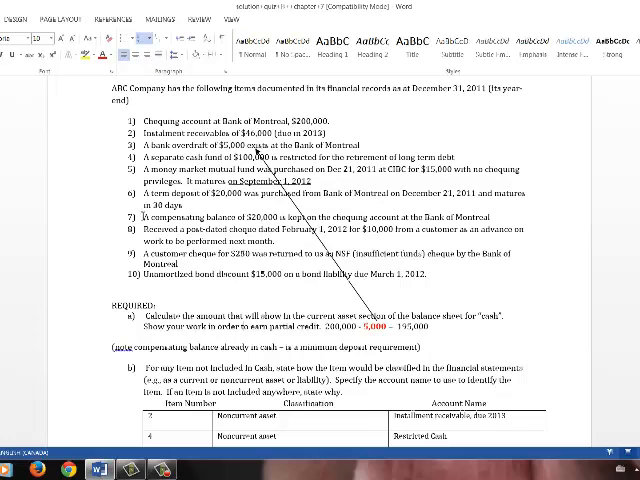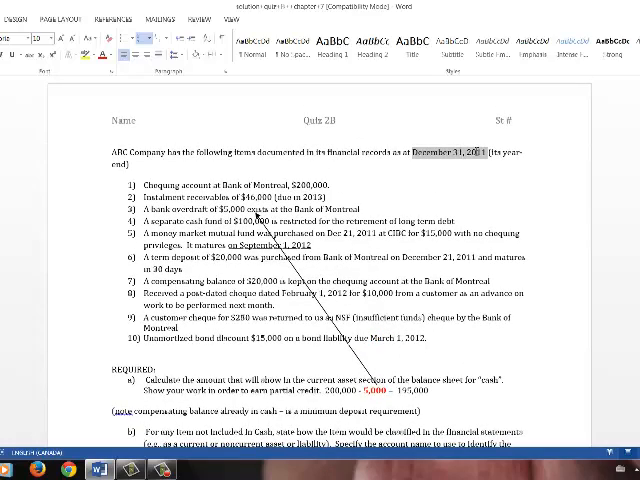Now, it says here that we have a post-dated check that was dated February 1st, 2012 for $10,000, and it's from a customer, and it's given to us as an advance on work to be performed next month, but we can't actually cash it yet. All right. So the customer is giving us a check on work, but it's not going to be completed for quite some time. But the fact of the matter is it's dated February the 1st, 2012. We're here at December 31st, 2011.